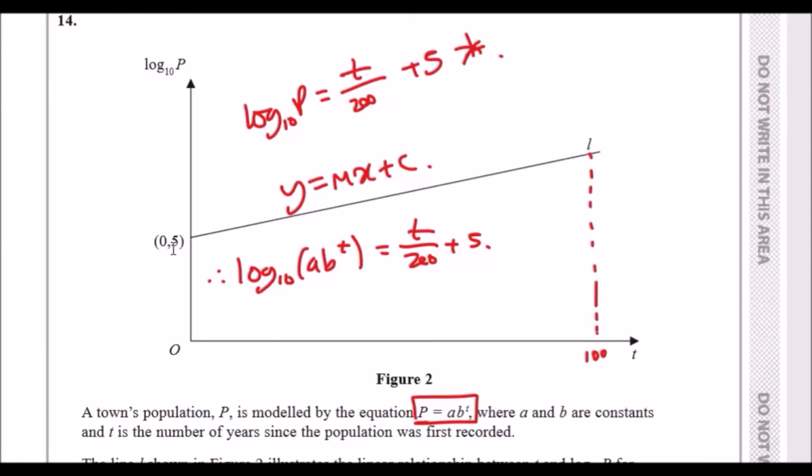So let's go ahead and say, hey, what happens when T is 0? So when T is 0, what do we get? We're going to be left with log 10 AB to the power 0. So B to the power 0 is 1, so we're just left with log 10 A equals, and then this becomes 0 over 200, so it just becomes 0 plus 5, so 5. And therefore we can solve this one. Using the log properties, if we keep A in this position and raise everything by 10, it'd be A equals 10 to the power 5.